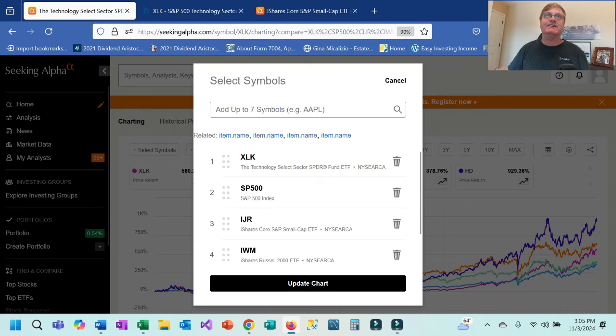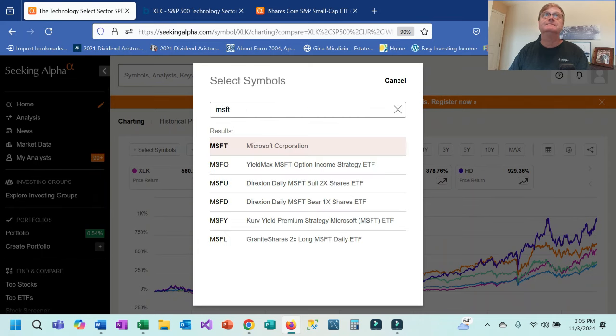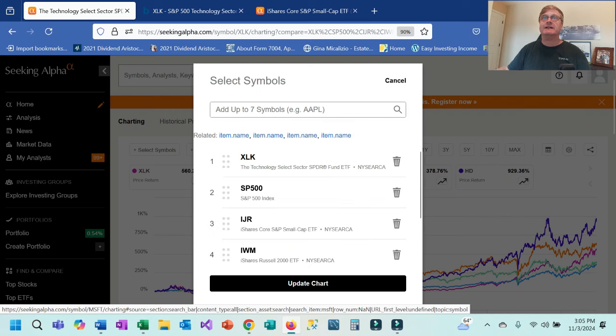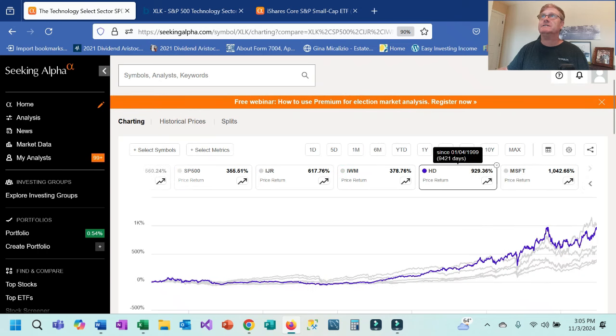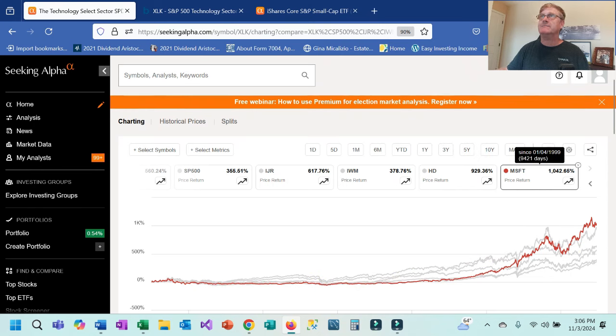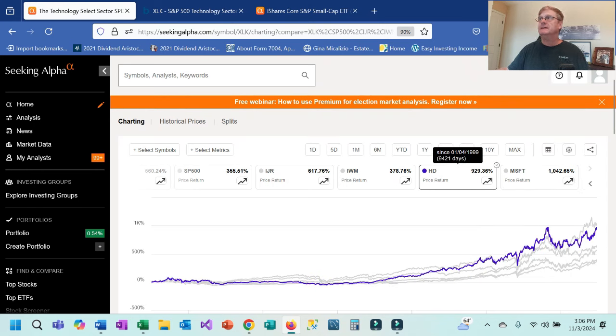One more, just out of curiosity's sake. Let's do Microsoft and see how it compares. So it doesn't, 1,042, it still outperformed even Home Depot. But long story short, there aren't many companies like a Microsoft or like a Home Depot that have outperformed, or an Apple who has just taken your capital and just multiplied it to an amazing factor.